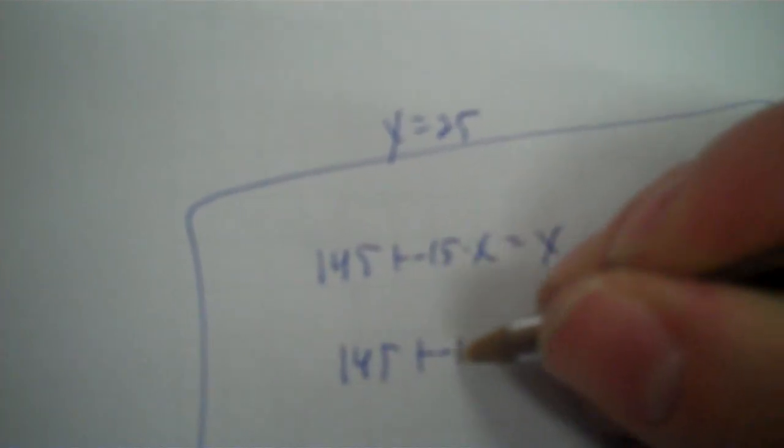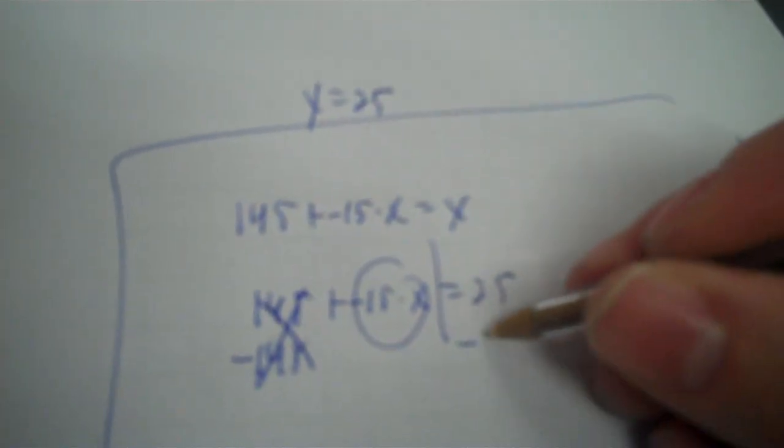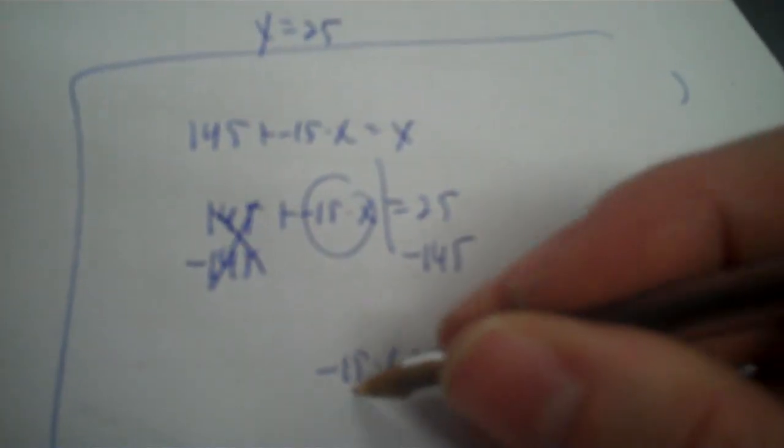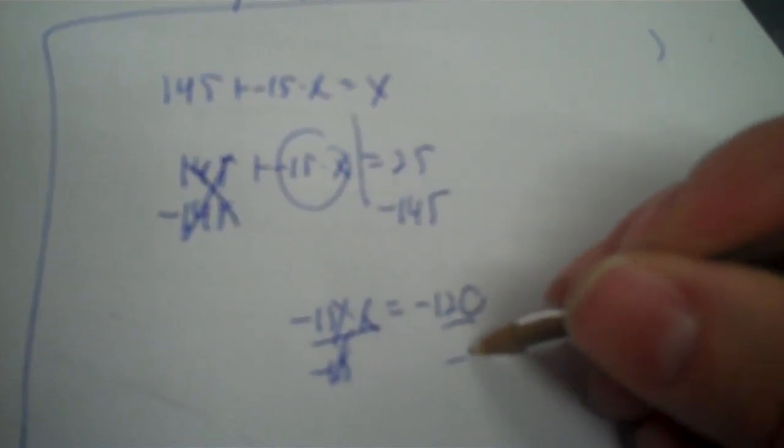Okay, so Y starts at 145, that's called the Y-intercept, plus negative 15 times X, okay? So 145 plus negative 15 times X equals Y. So you put Y equals 25. So 145 plus negative 15 times X equals 25. Now get the X by itself. You minus 145 and divide by negative 15. So negative 15x equals negative 120. Then you divide each side by negative 15, and you get 8. 8 days.